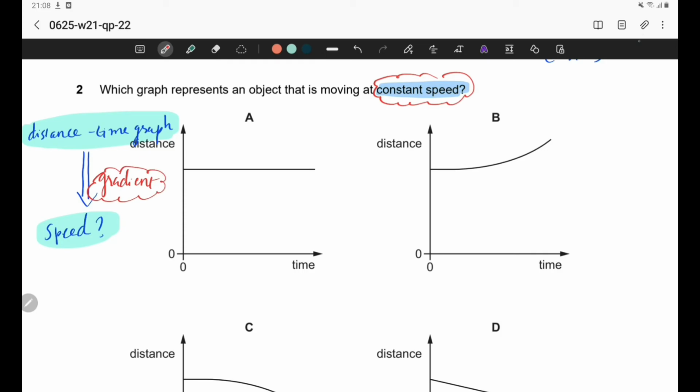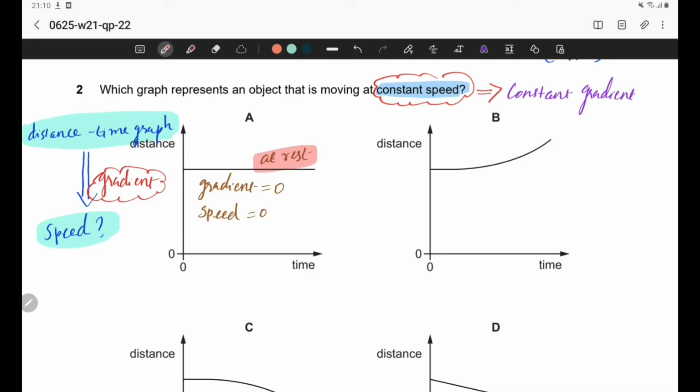So in order to find which graph represents a constant speed, we just need to check which graph has a constant gradient. Constant gradient means constant slope. Let's look at the graph of option A, where you can see it is a horizontal straight line. So here the gradient is 0. Gradient is 0 means speed is 0. That means the object given in option A is not moving, or the object is at rest.